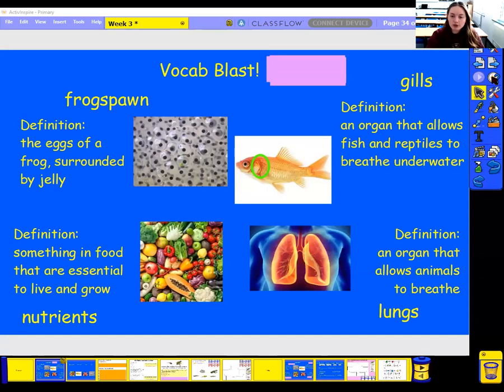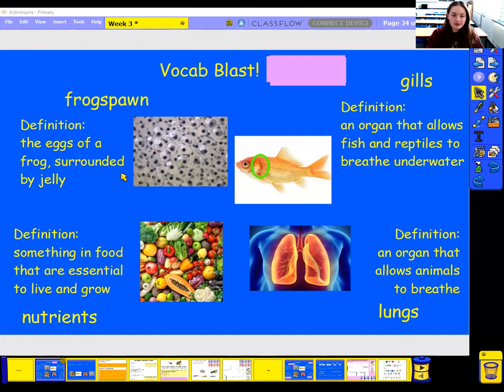So we've got some new words to look at. We've got 1, 2, 3, 4 new words. So we're going to start off with this one. I'll say it and then you can say it. Frog spawn, your turn.